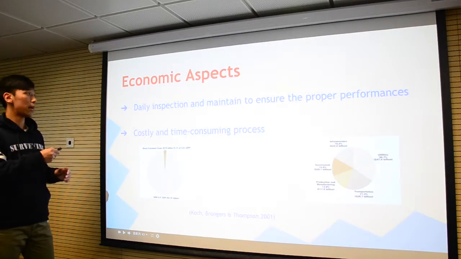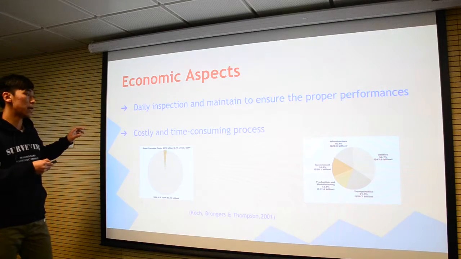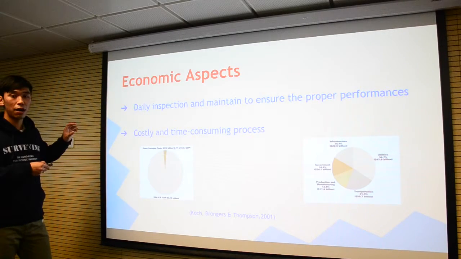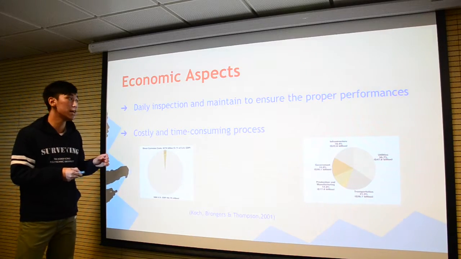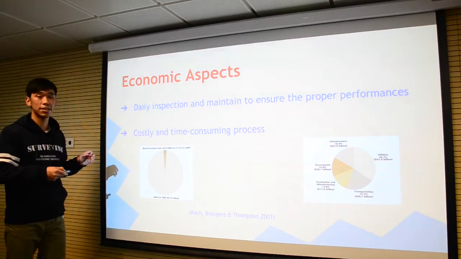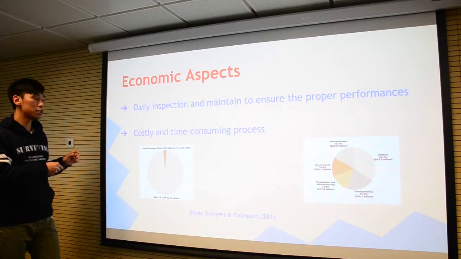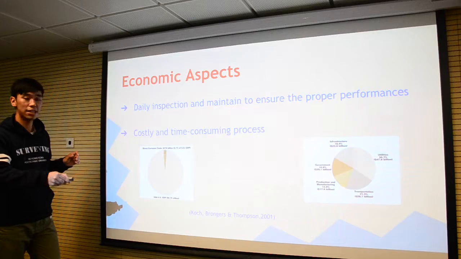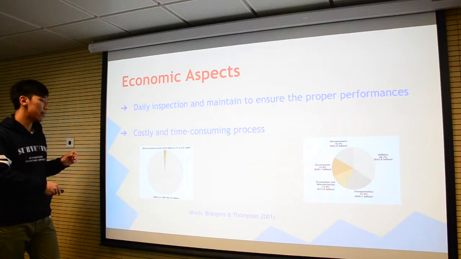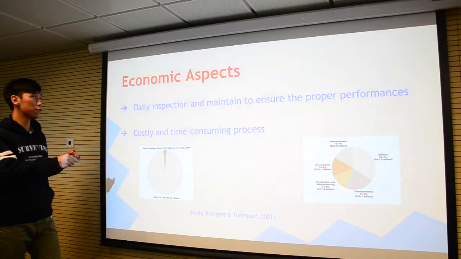After talking about the safety issues, I will talk about the economic aspects. As mentioned above, corrosion can actually cause serious impacts on safety. Daily inspection and maintenance are important to ensure proper performance. However, it can be a costly or time-consuming process. According to the figures, different industries have been affected by the corrosion of metals, and in the case of the US, 3.1% of the GDP has been lost because of the corrosion problem.